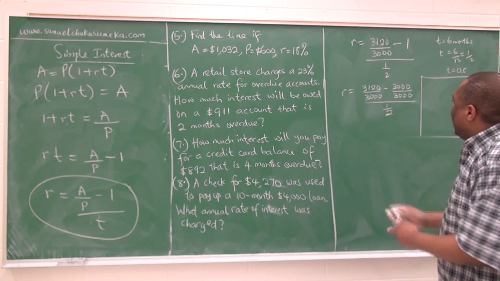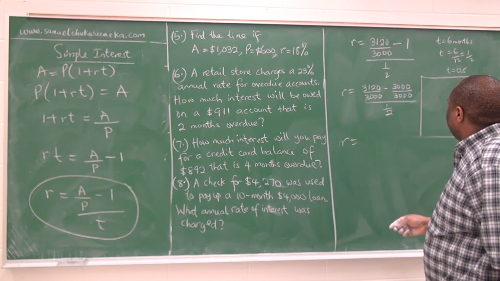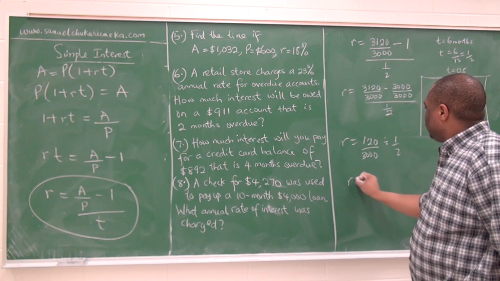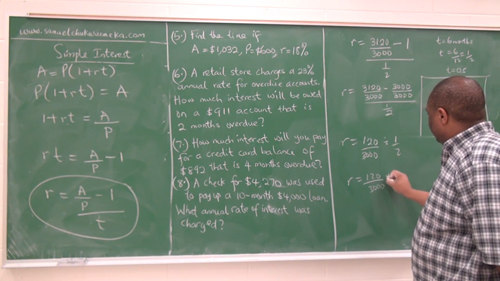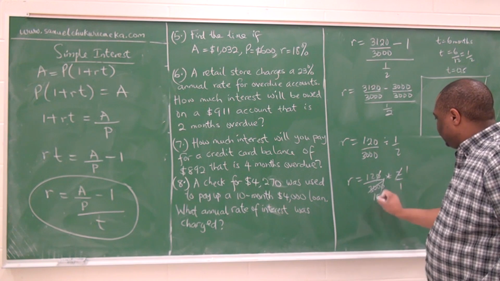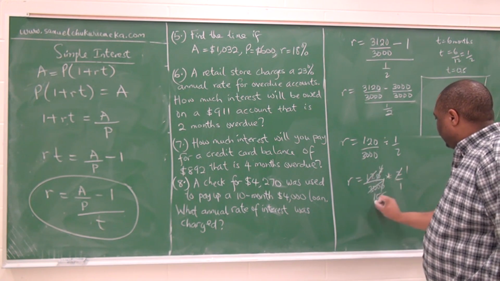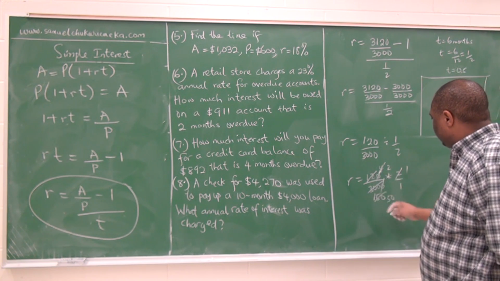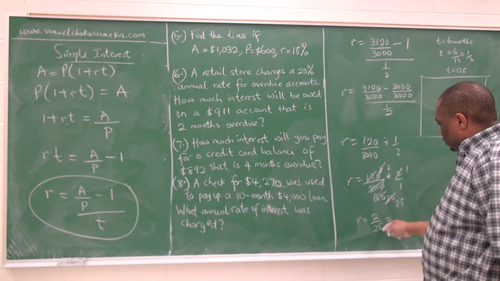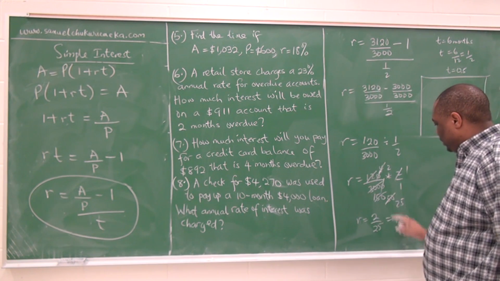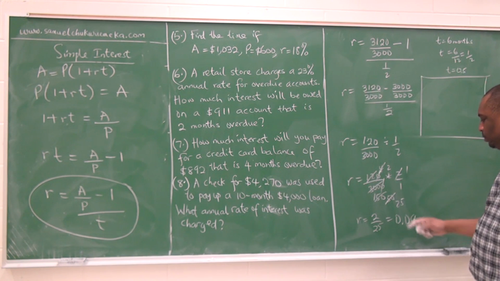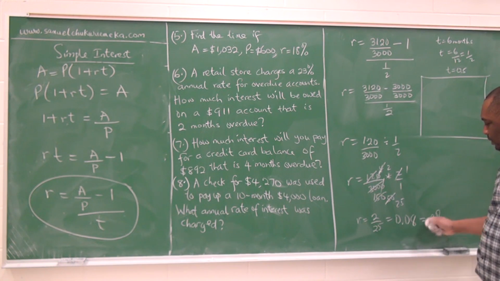So let me erase it. 3120 minus 3000 will give us 120 over 3000, divided by 1 over 2, right? So R will be 120 over 3000 times 2 over 1. 0 will cancel 0, 2 will cancel 2, 150. 3 will cancel 12 is 4, 350. Then 2, 4, 2 will cancel 4, 2, 2, 25. So R will be 2 over 25, right? Which is 25 into 2, is 0.08. So R will be 0.08, which you multiply by 100, 8%.